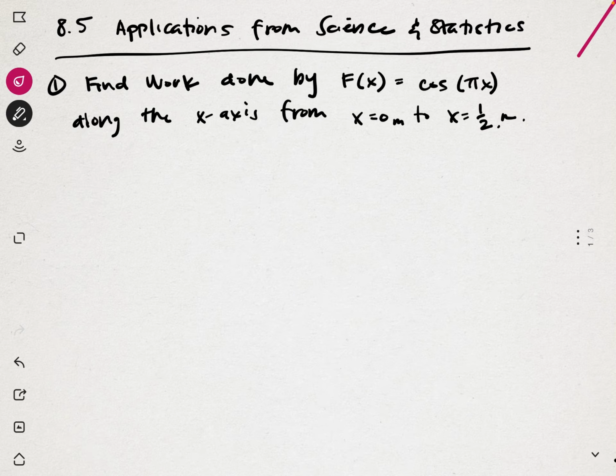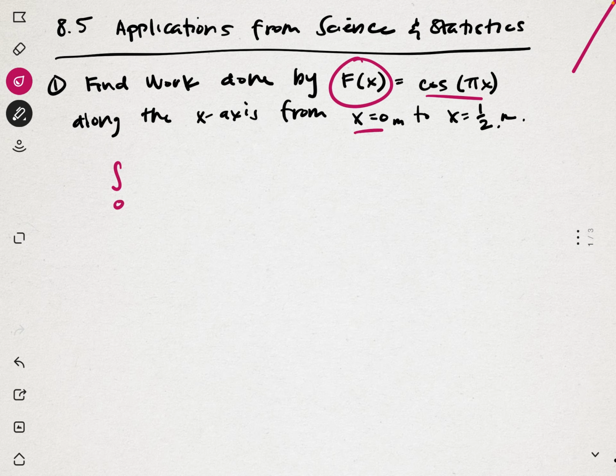All right, so the first one says find the work done by f of x equals cosine pi x along the x-axis from 0 to 1 meters. Okay, so for these ones, it's pretty easy. For the work done by any force function, all we have to do is find the integral of it.